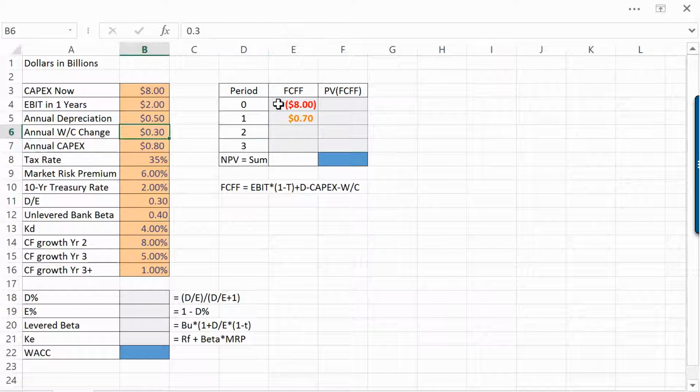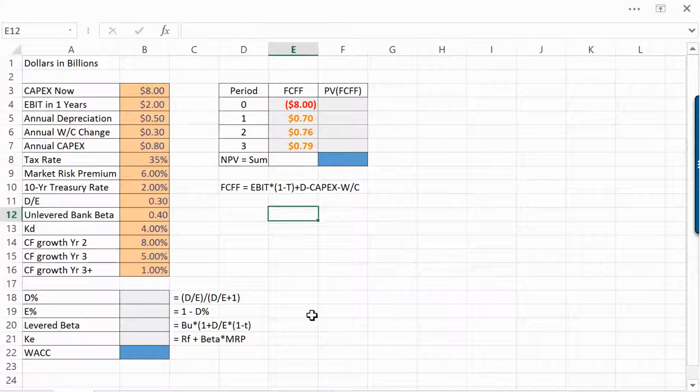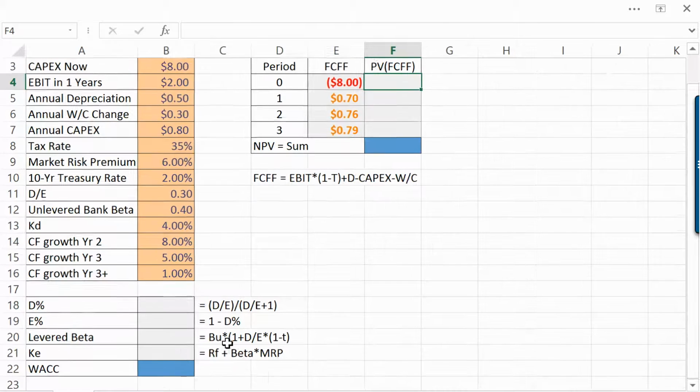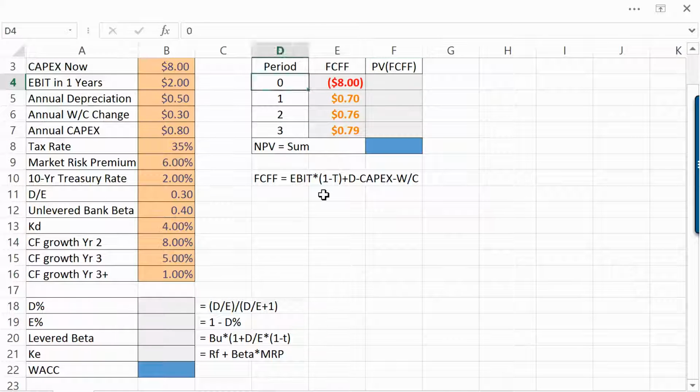And then this model says that that cash flow is going to grow by 8% in the first year, or from year 1 to 2, and then grow by 5%. Then it's going to grow at 1% forever. So I'll just stop it there. Now I can calculate the present value of these cash flows, but to do that I need a discount rate. Now we're going to use WACC since these are free cash flows to the firm.